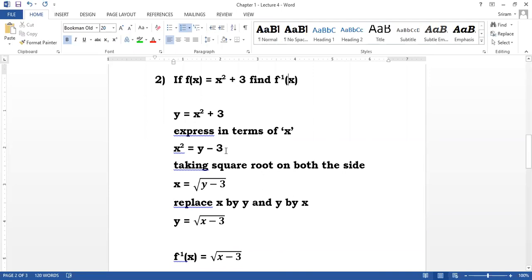Teacher, I am getting confused. You can take any letter. I can replace by m, no problem. You can replace by z, no problem. Anything. Okay. But at the end of the function, it should be a function of x. Now, do you understand the idea?